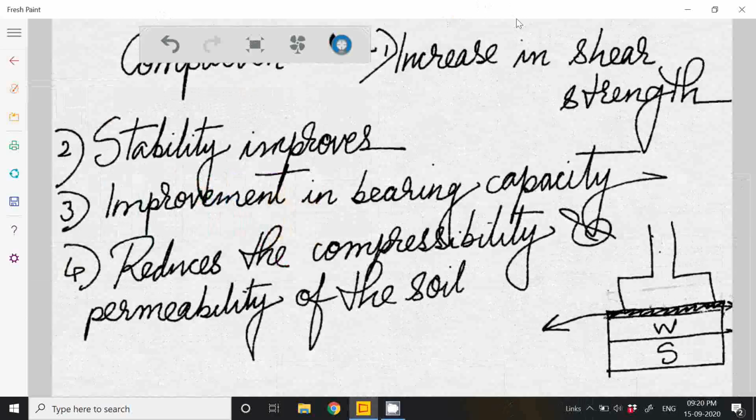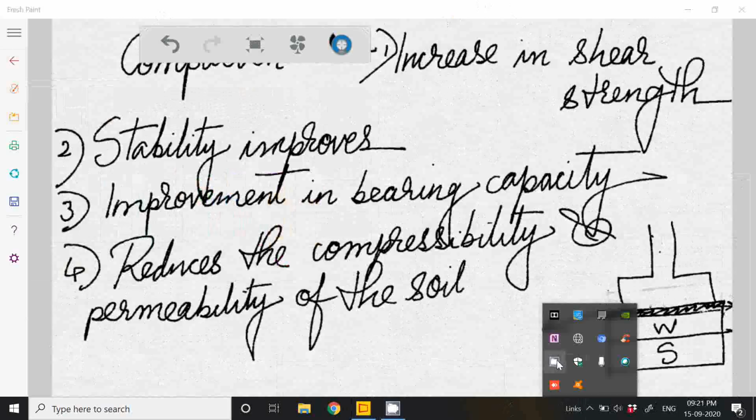And permeability means what? Air going out means voids are reduced, and if voids are reduced, water will not be able to enter the soil. Water enters the soil through voids, isn't it? If you reduce the voids by compacting, there is no scope for water to enter the soil. So that's why we can say that compaction reduces the permeability of the soil.